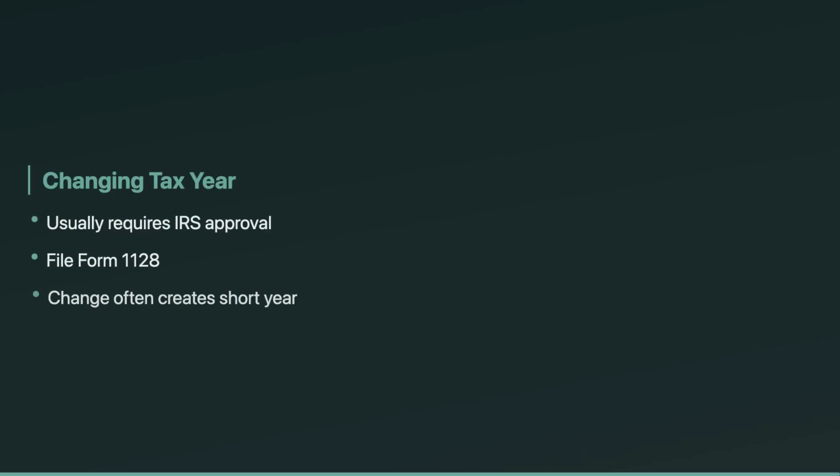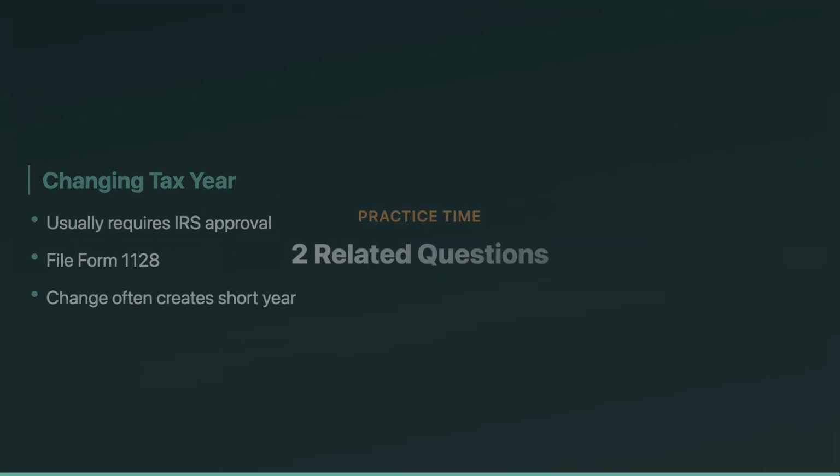Changing a tax year is not just do it next year. Typically, you request IRS approval by filing Form 1128, application to adopt, change, or retain a tax year. The exam angle is straightforward. If the question says the business wants to change its year-end, the form you're looking for is 1128, and a change often creates a short tax year in the transition.